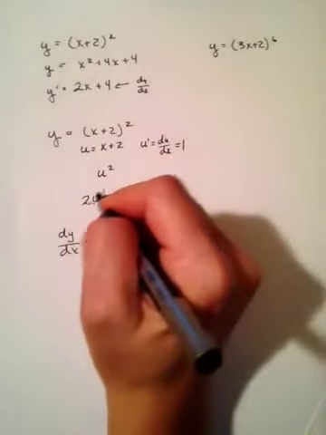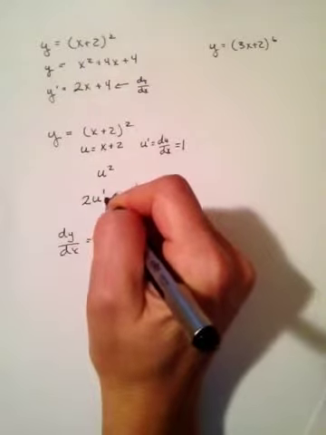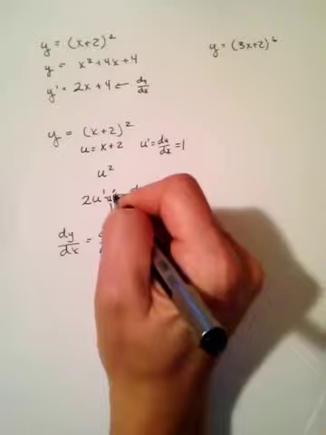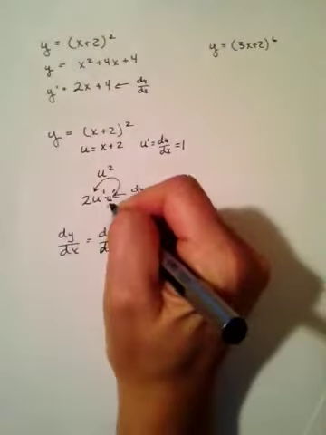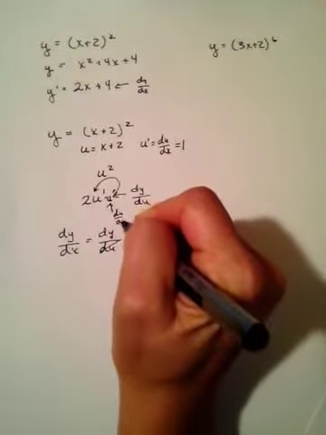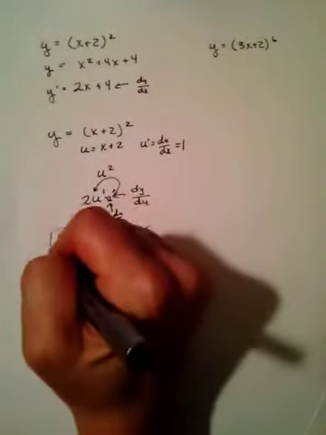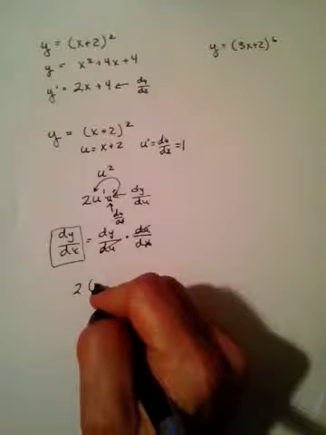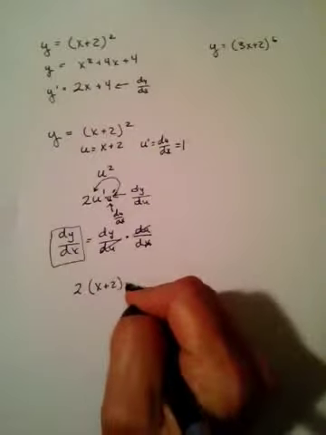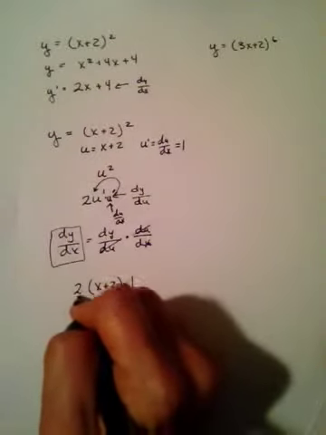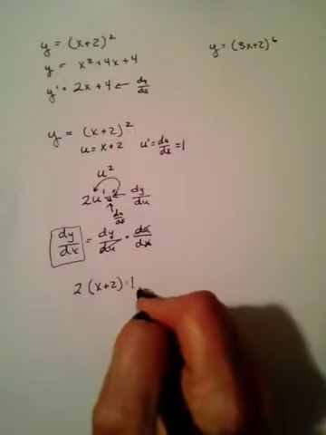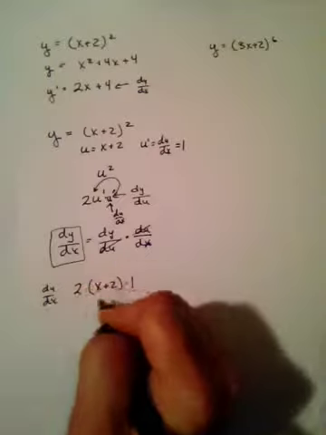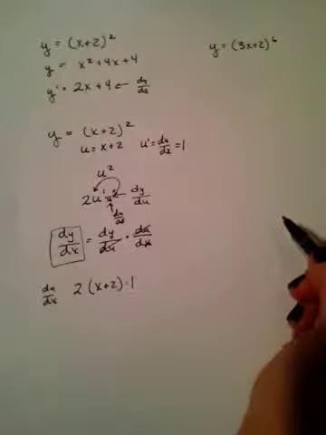So it looks like it would be 2u to the first times u prime, and that's really hard to see the difference. So this one is my dy du, this is my du dx. Multiplied together, I get my dy dx. So this one would be 2 times my x plus 2 times 1, 2u times my u prime. And this is my dy dx, which you can see is the same thing as 2x plus 4.